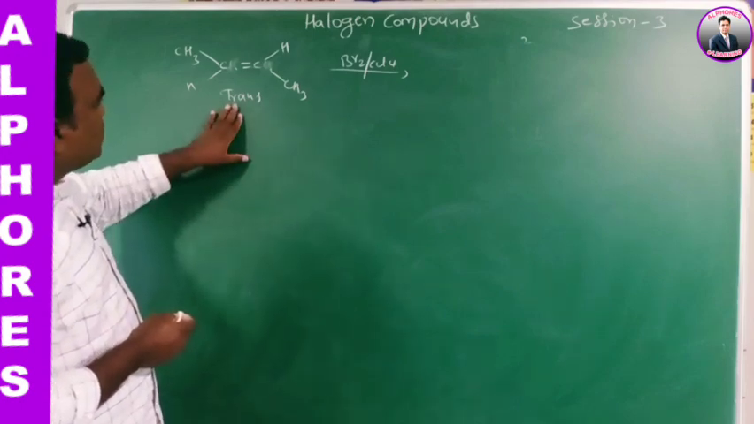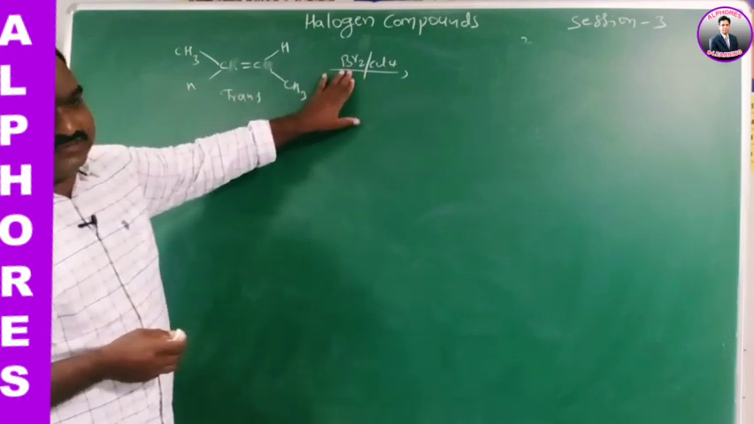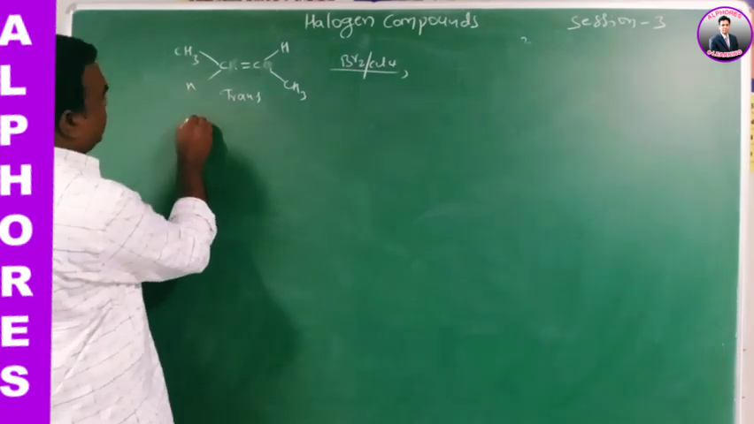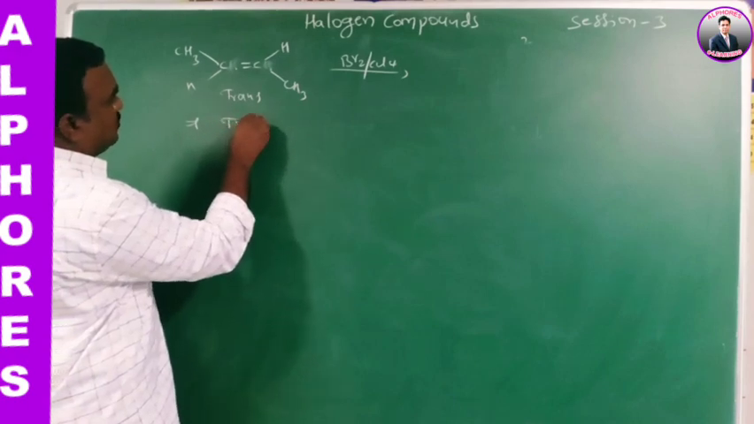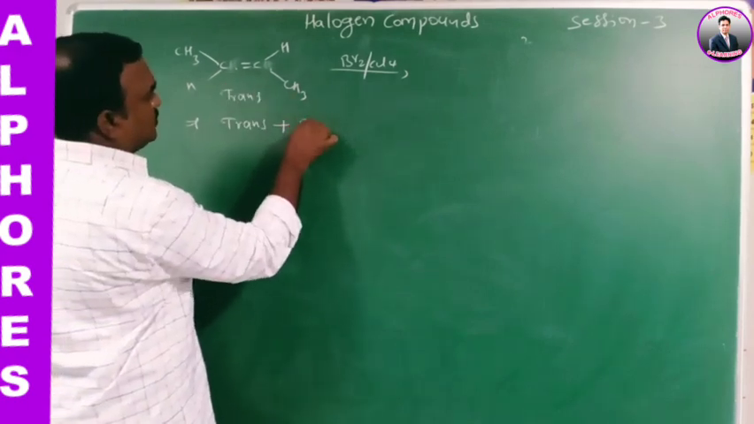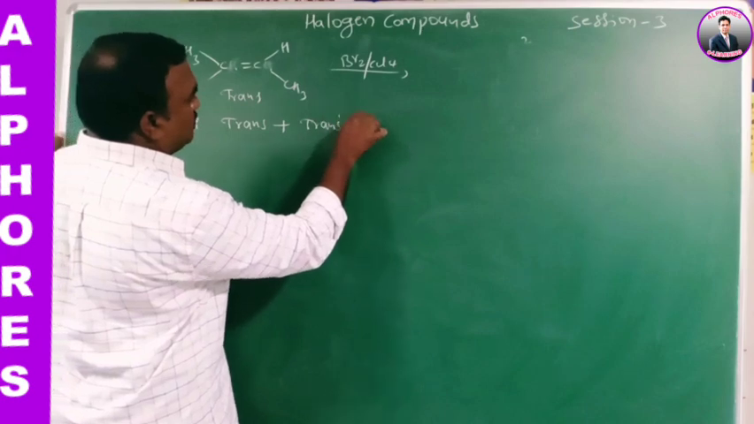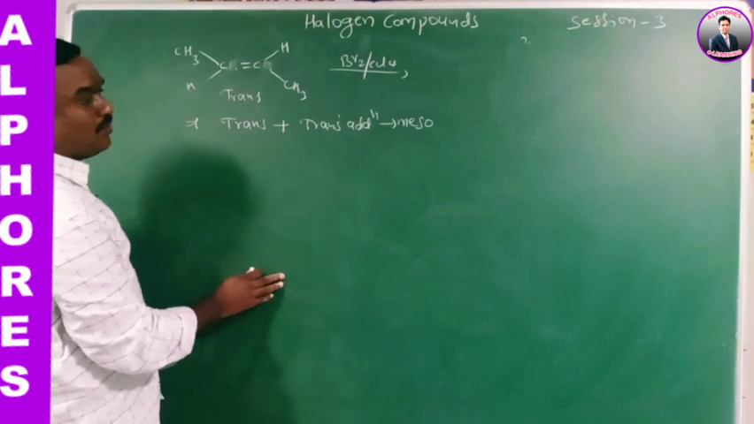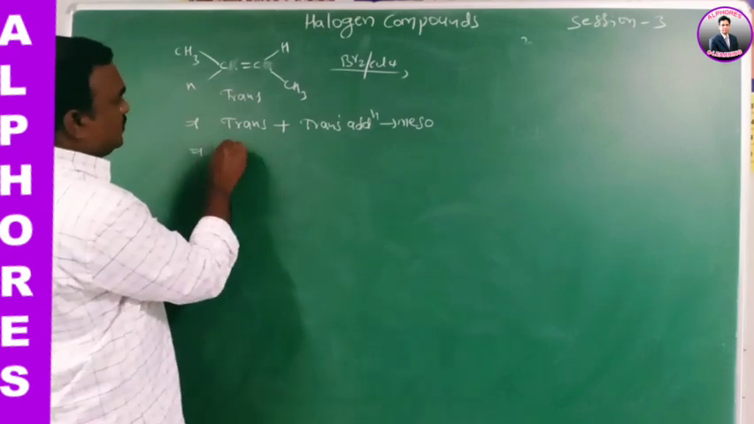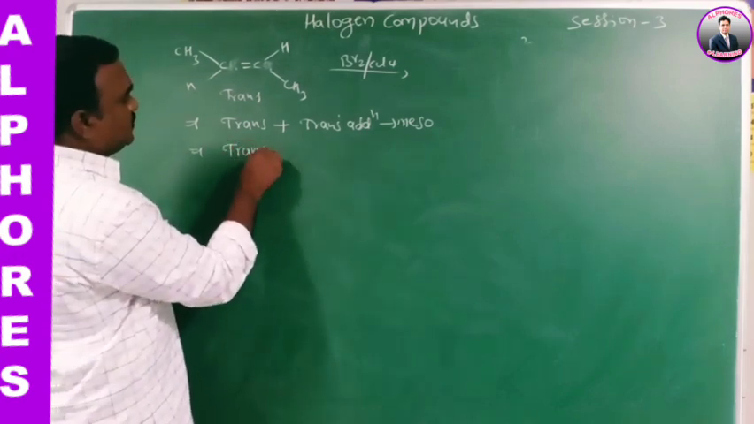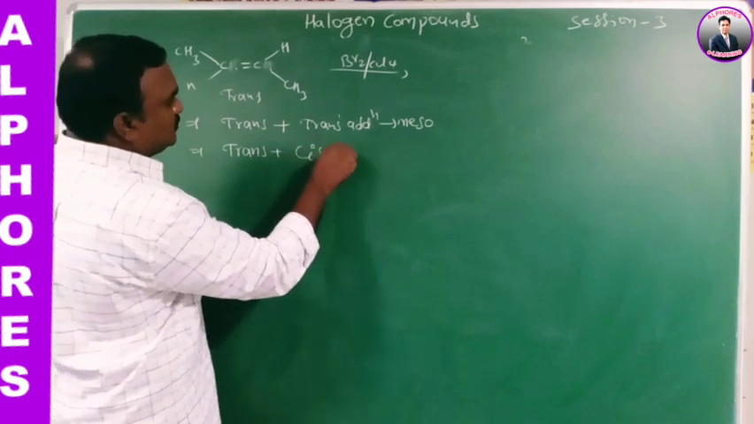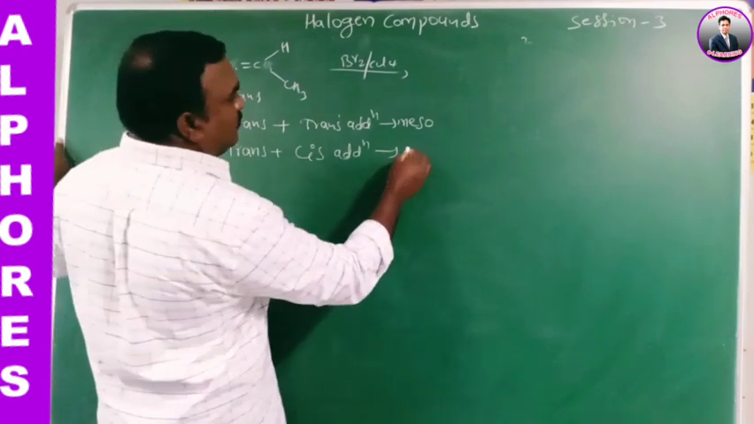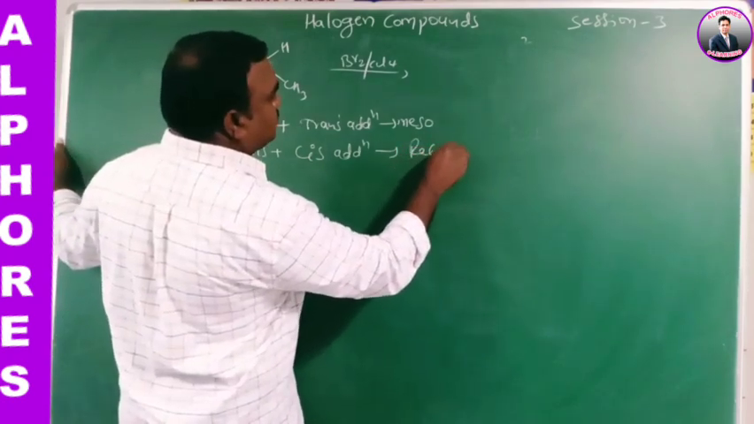Given compound trans compound, addition is trans addition, then form the meso compound. That means here trans plus trans, reactant trans, addition trans, then form the meso compound. For example, here trans reactant is given, addition is cis addition. Form the racemic mixture.